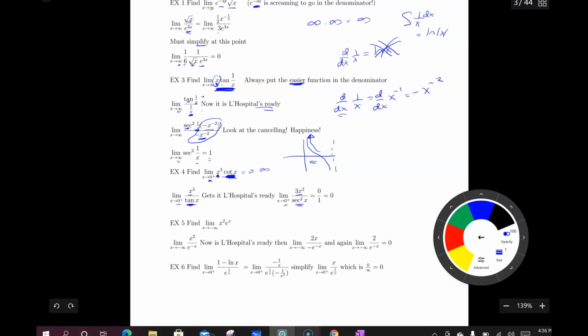Now plug in x equals 0. Plug in x equals 0, I get 0. x equals 0, I get 1. 0 over 1 is just the number 0.